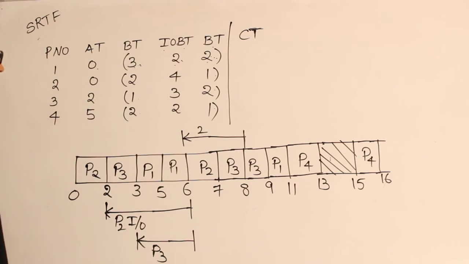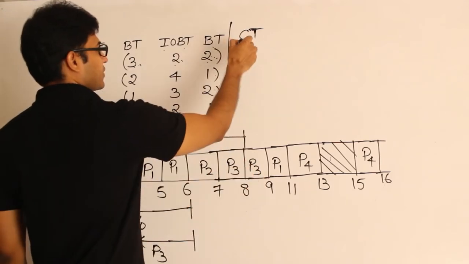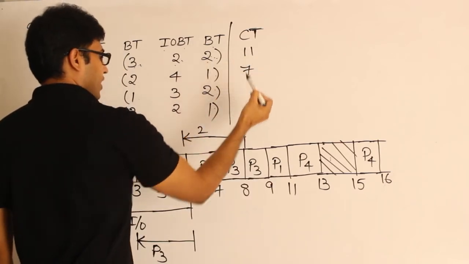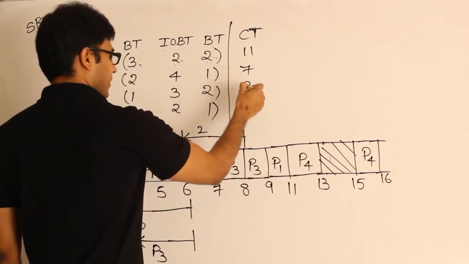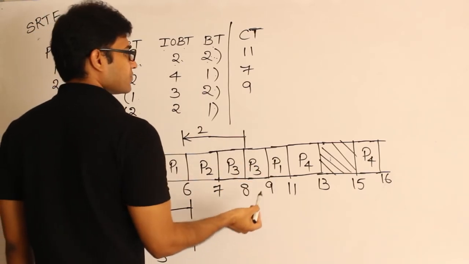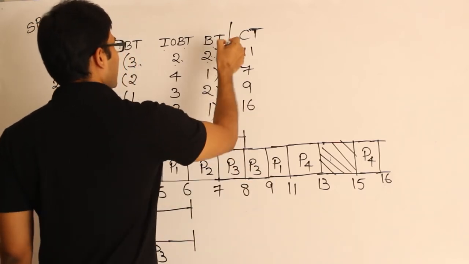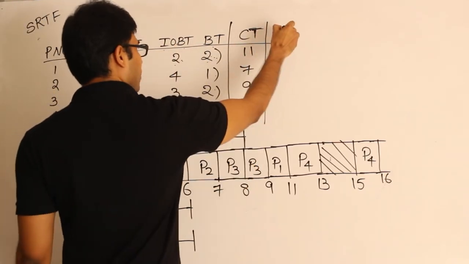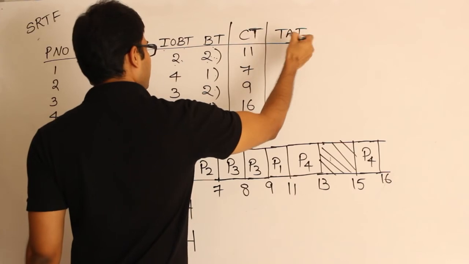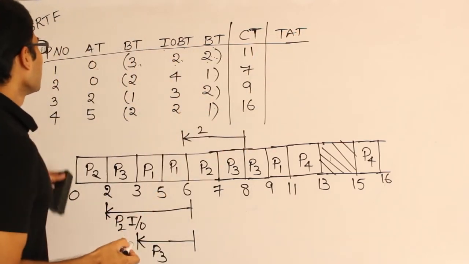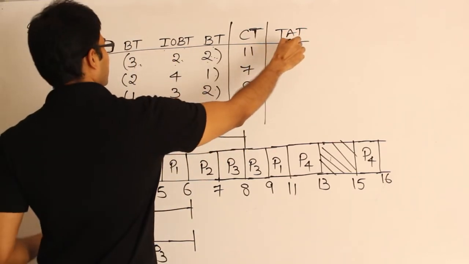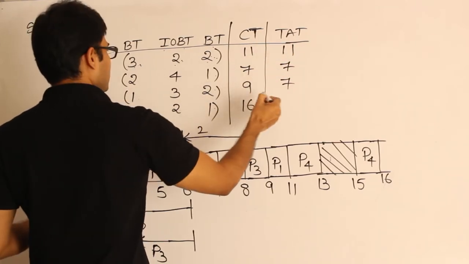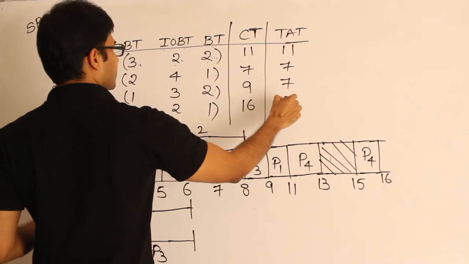What is the completion time for P1? P1 got completed at 11. And what about P2? P2 got completed at 7. And P3 got completed at 9. And P4 got completed at 16. These are the completion times, right? And if you are looking at how to find out the turnaround time, turnaround time is fine, completion time minus arrival time. So turnaround time for the first one is 11, for the second one is 7, for the third one is 7, and for this one is I think 11, right?